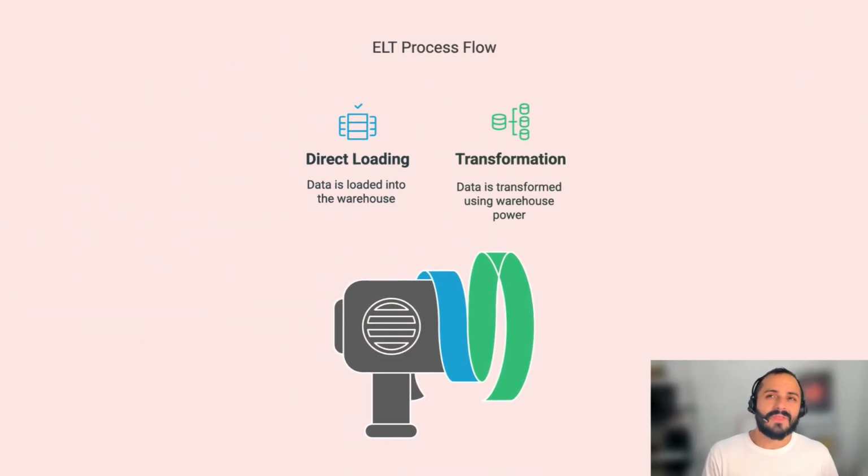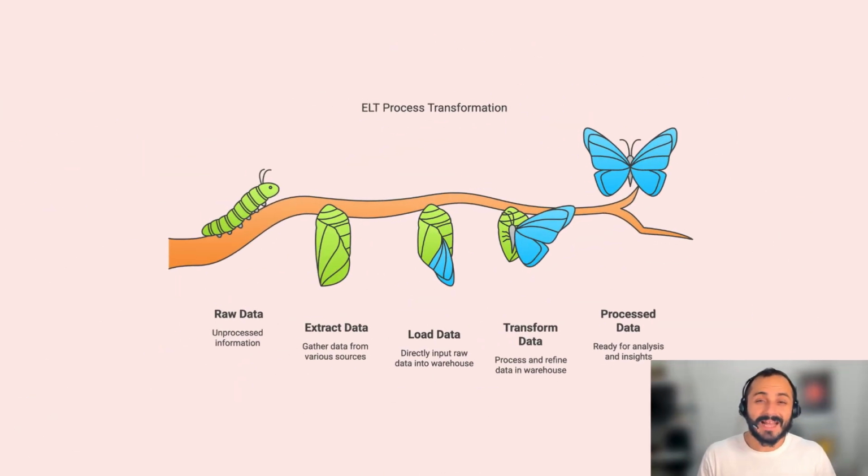Okay, so what about the ELT process? Is your warehouse smarter than you think? ELT flips the script by rearranging the order of operations. Instead of transforming data before it enters the warehouse, ELT, extract, load, transform, takes a different approach. Raw data is loaded straight into the warehouse first, and only then does transformation take place.